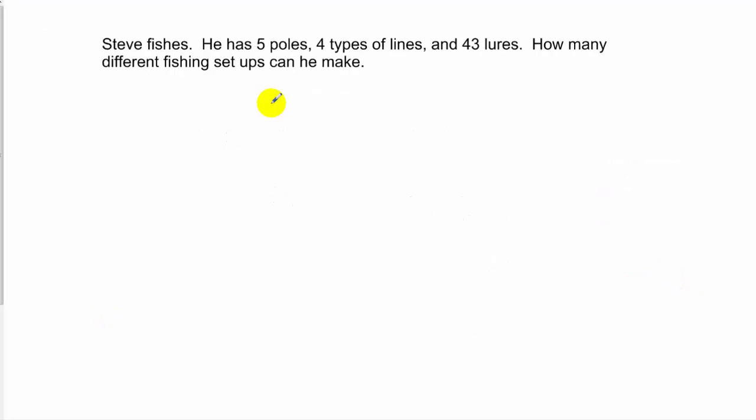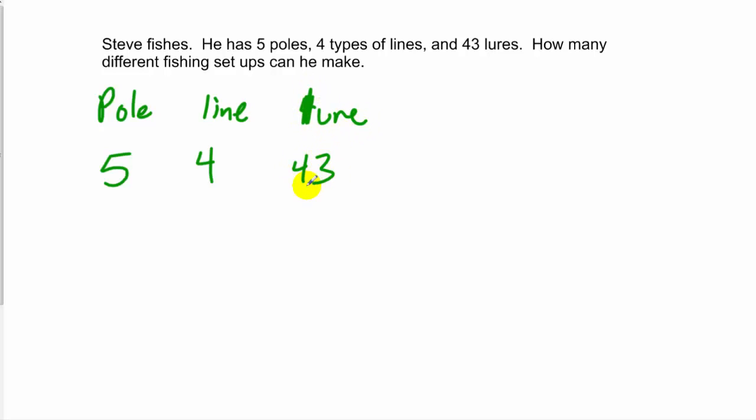We've got a guy who fishes. He's got 5 poles, 4 types of line, and 43 different lures, and you want to know how many different fishing setups he can make. Well, again, one item of choice is the poles he can use, and he has 5 of those. He's got the line choices, 4 of those, and the lure choices, 43 of those. I just multiply all those together, and that's going to get me 860 different setups.